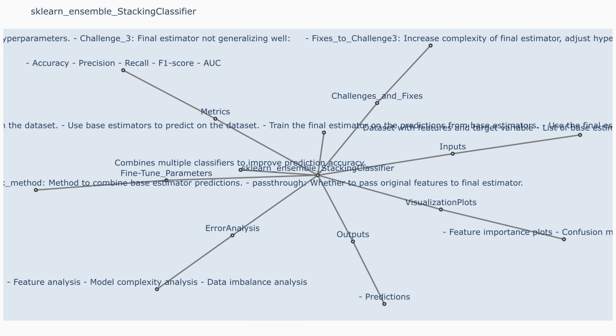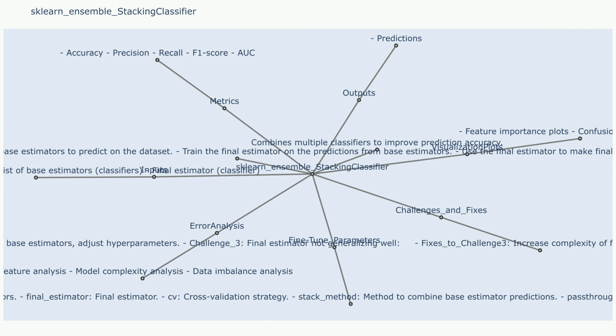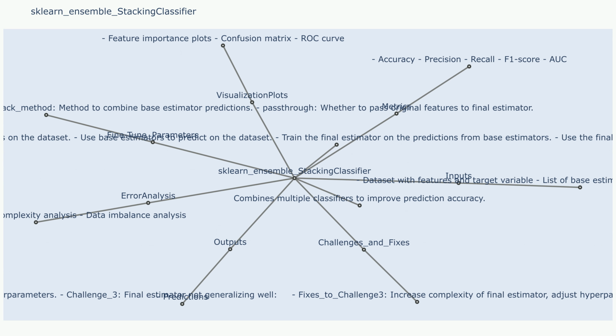sklearn Ensemble Stacking Classifier. Description. The stacking classifier is a powerful ensemble method in scikit-learn that combines multiple base estimator classifiers to create a more robust and accurate prediction model. It works by training individual base models on the original dataset and then training a final meta estimator on the predictions from the base models. This process leverages the strengths of different models and helps to mitigate weaknesses, leading to improved generalization performance.